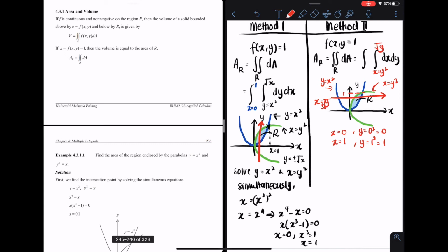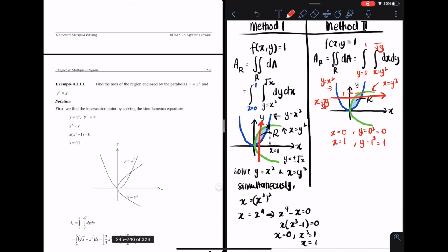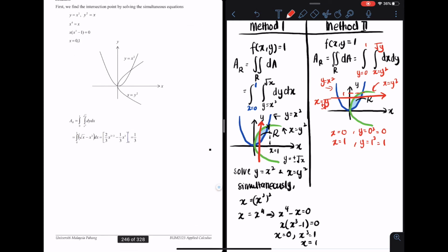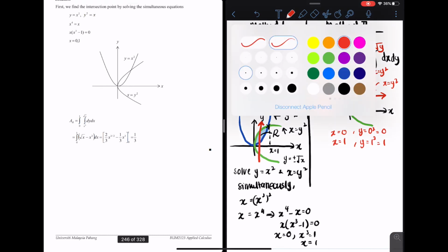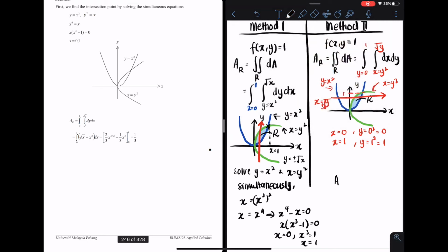To determine limit with respect to variable y, all you have to do is by observing the region R. And this time around, the lower and upper limit with respect to variable y is actually y is equal to 0, and 1 will be the upper limit with respect to variable y. So if you solve the problem, you by right should have the same answers, which is area of the region R is equal to 1 over 3. By using either method, it will give you the same answer.